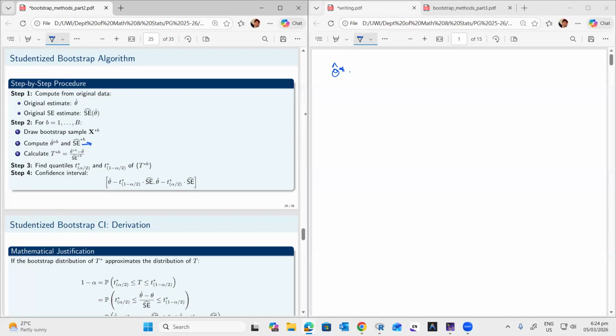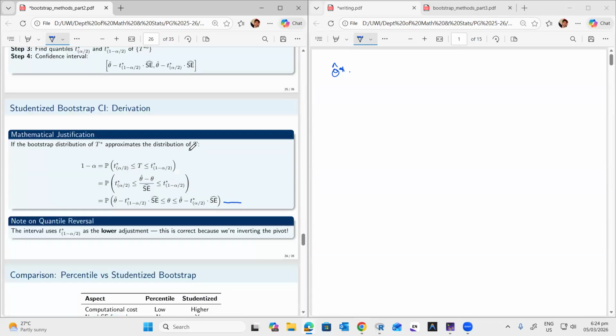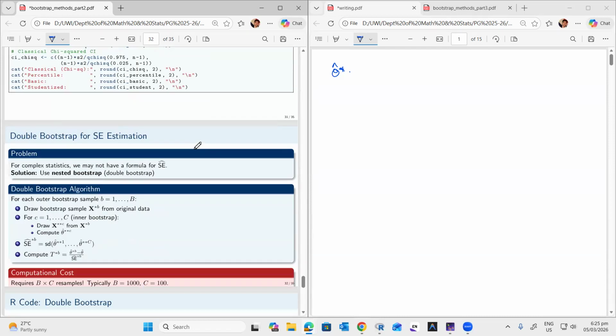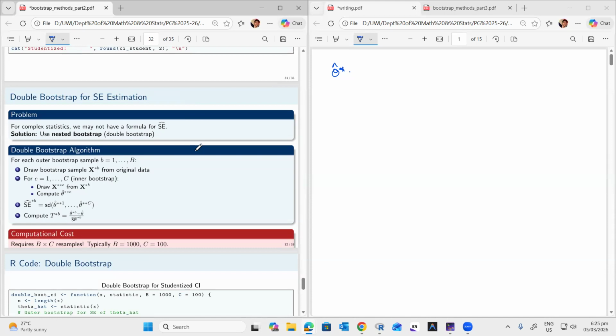All right, so at that time the double bootstrap or nested bootstrap method addresses this by using a second, or inner, level of resampling to estimate the standard error for each theta cap star. So this gives a more accurate studentized statistic, and consequently a confidence interval with coverage closer to the nominal level. So what is there basically in this one?